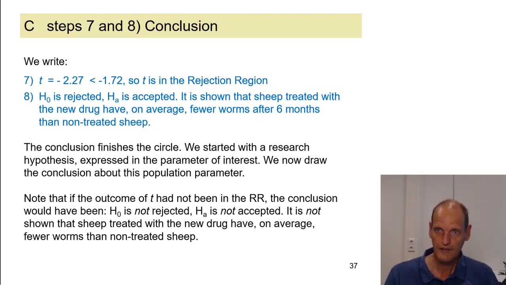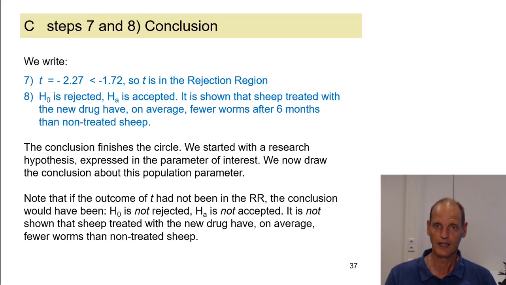It is shown that sheep treated with the new drug have, on average, fewer worms after 6 months than non-treated sheep. The conclusion finishes the circle. We started with a research hypothesis expressed in the parameter, and we now draw a conclusion about this parameter.